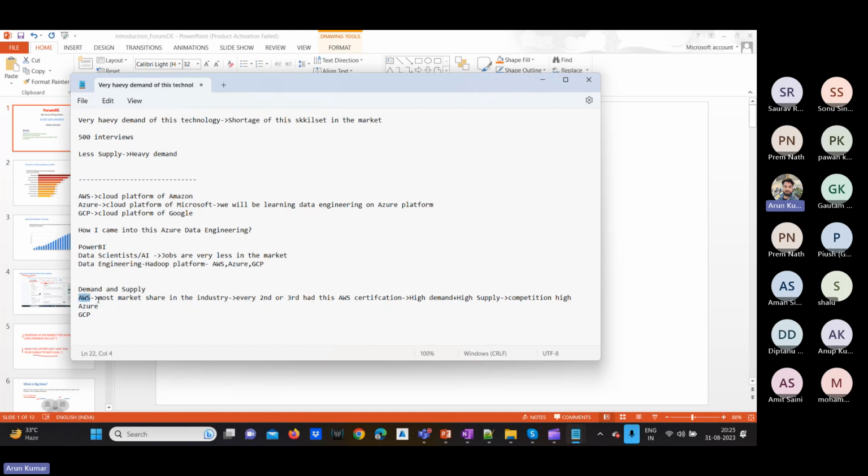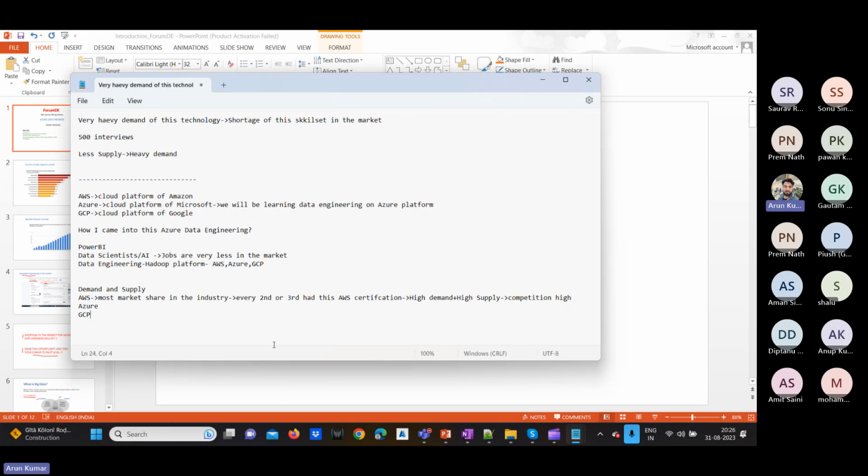So in AWS, every second or third person I met had this AWS certification. Of course, it had the most market share in the industry. Among the companies using a cloud platform, most were using AWS. Why? Because AWS, the product of Amazon, was launched way before Azure or GCP. So most companies had adopted AWS. That's why it had high demand, and it had high supply as well. As I said, every second or third person in the market had this skill set. So the competition was very high.